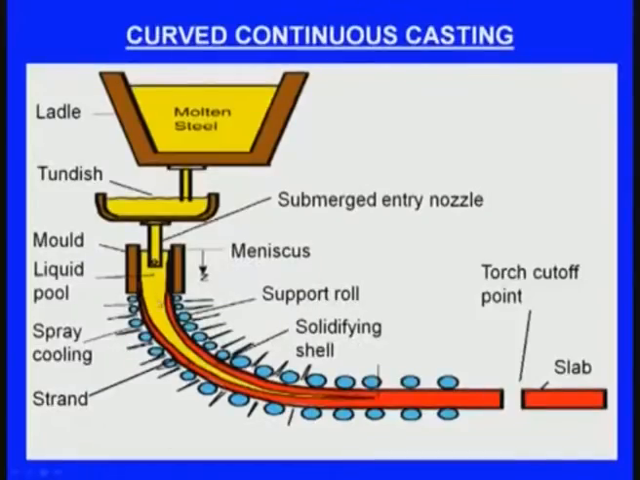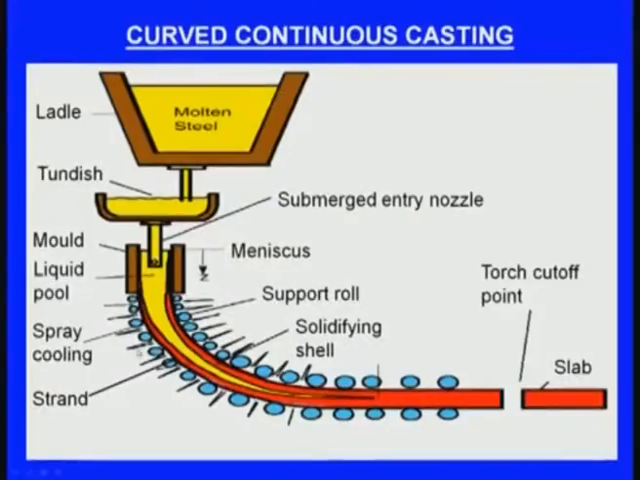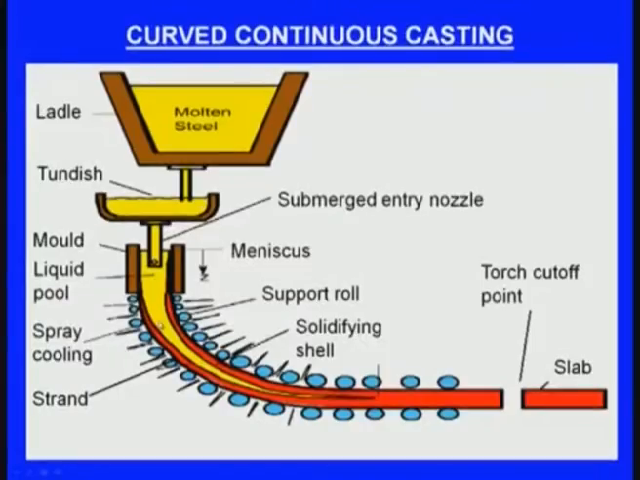Around the mold there will be a cooling system. So, as the molten metal is passing through the mold, it will be undergoing solidification. Solidification commences. You see, solidification is gradually increasing. Here it has started and solidification is gradually increasing. By the time it comes to this point, the solidification is complete. Now, you can see this is the mold, and here there will be a spray cooling system, by means of spray.